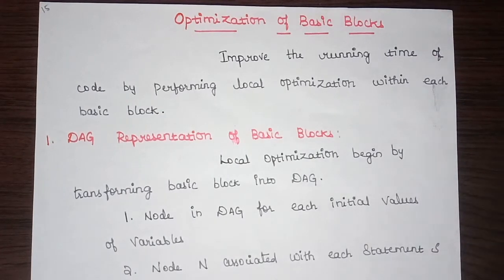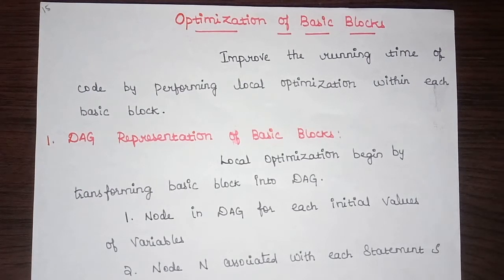For creating this DAG of a basic block, there are a few steps that should be followed. The first step: every DAG contains nodes, and here the initial values of the variables appearing in the basic block are taken as nodes. There is another node in this DAG which is associated with each statement within the block. The children of that node correspond to the statements that are the last definitions.